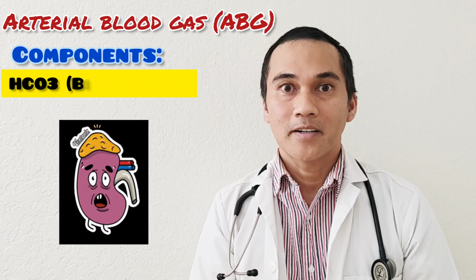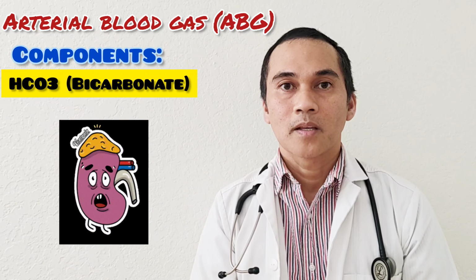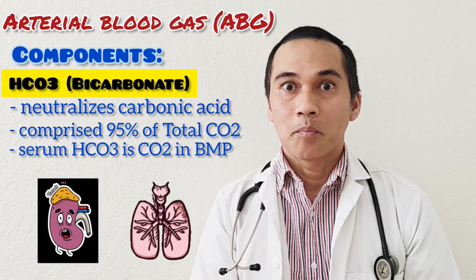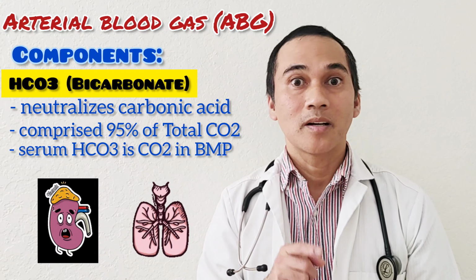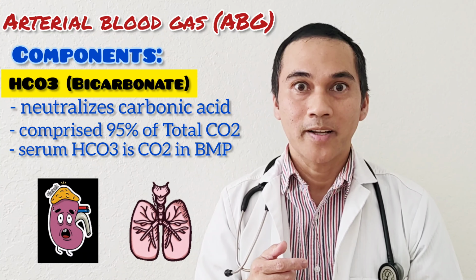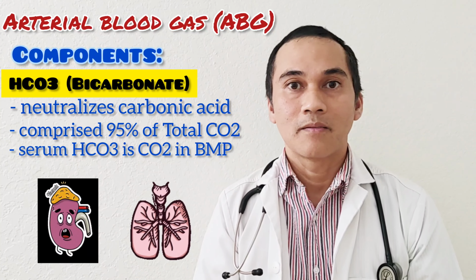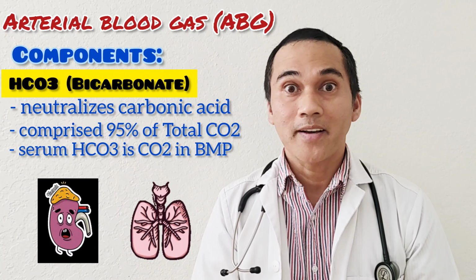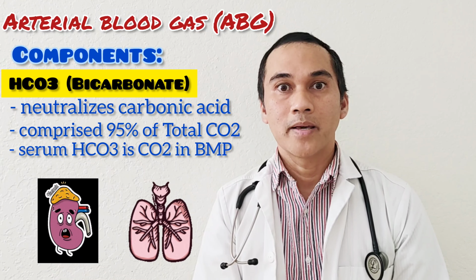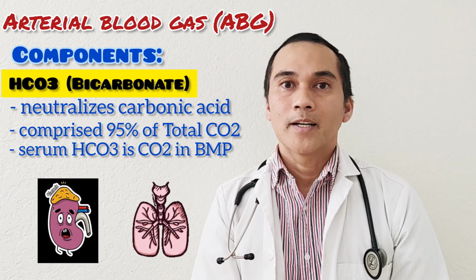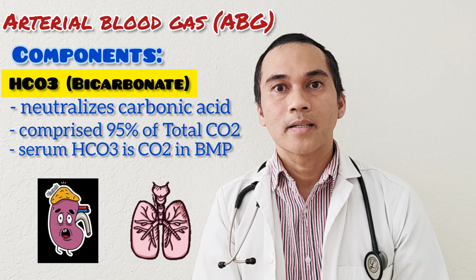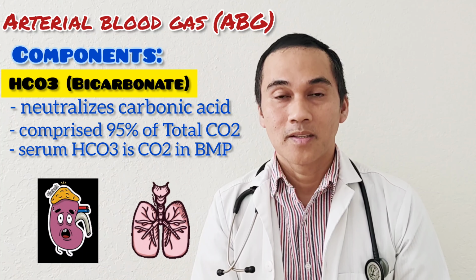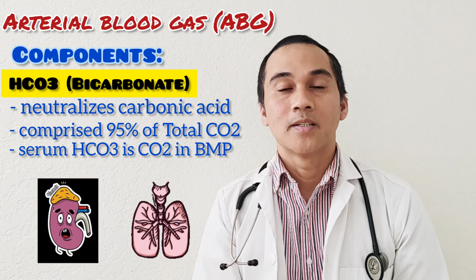And then we have the bicarb, HCO3. Bicarb neutralizes the carbonic molecules, and the blood will take that bicarb into the lungs and it will be exhaled or excreted in the form of carbon dioxide. 95% of the total carbon dioxide is bicarb. Look at your basic metabolic panel. You've got potassium, sodium, chloride. That's CO2. That is your bicarb. That is your serum bicarb.